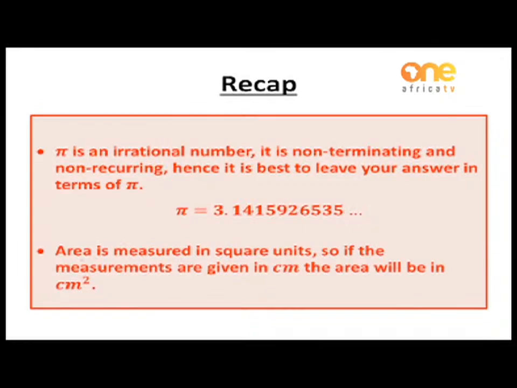Another thing to remember is that the area is measured in square units. So if your measurements are in centimeters, your area will be in centimeters squared. If it's in millimeters, it'll be in millimeters squared. If it's in meters, it'll be in meters squared.